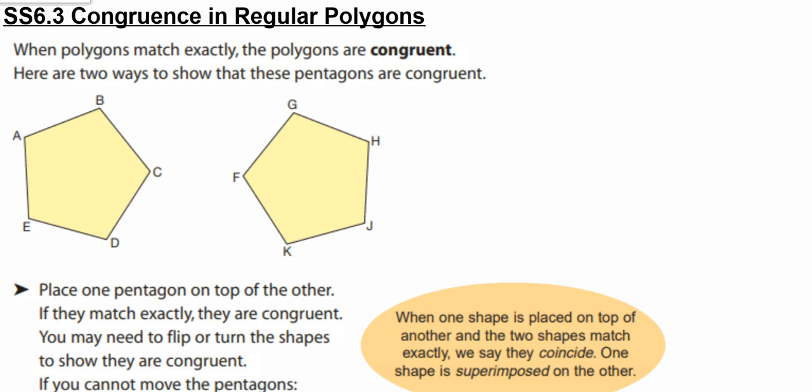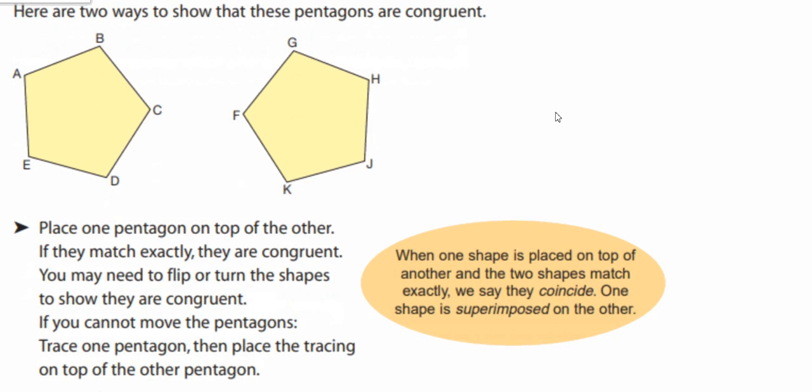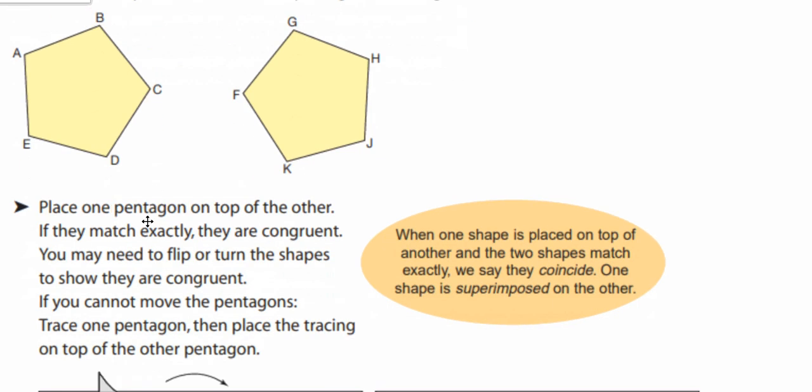And so two congruent shapes are exactly the same. So it's almost like I took one and traced it. There are two ways that we can show that these pentagons, so they have 5 sides, are congruent. The first one is we can place one pentagon on top of the other. If they match exactly, they will be congruent.